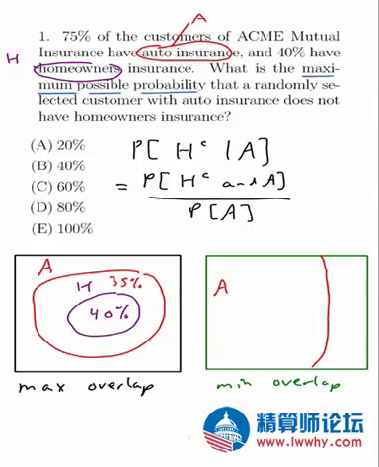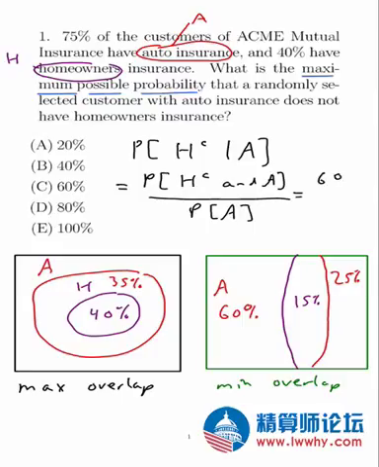A takes up 75%, so that leaves 25% outside of it. So for the minimum overlap, I push A all the way to the left as I can, and I push H as far to the right as I can. H is a total of 40%. I have 25% that's not in A, so that leaves 15% that is in my overlap. And so what's left in A, because A adds up to 75%, is 60%. So the maximum possible probability from these two extreme pictures of H complement and A is 60%.